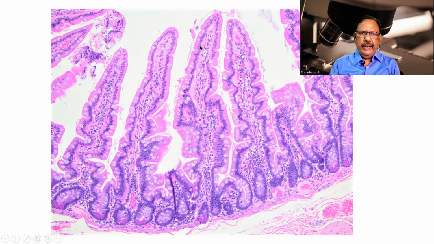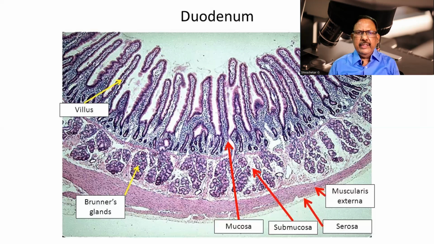I am able to find all these blue ones are the basal nuclei. There is the tall columnar epithelium with eosinophilic cytoplasm. Some of the cells are appearing empty, which are the goblet cells. And this is the duodenum. There are very many things about it.